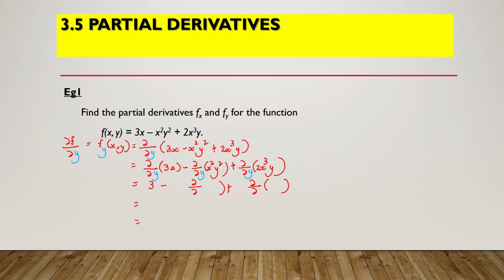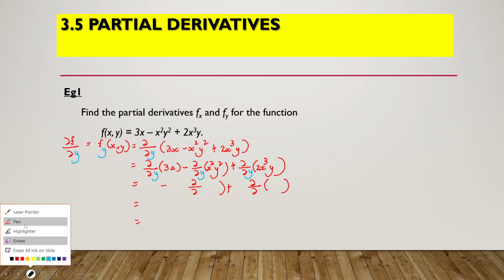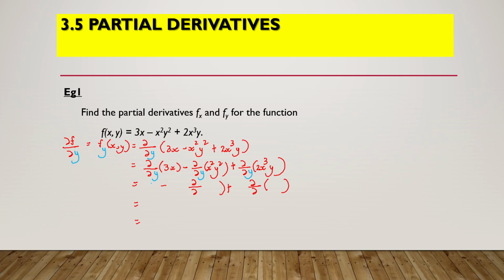So del del y of 3x. When you del del y, x is constant, so differentiating a constant you get 0. So this term is 0. When you del del y, x squared is constant, so factor out x squared, and you del del y of y squared. Del del y of 2x cubed is constant, so factor out 2x cubed, and del del y of y.